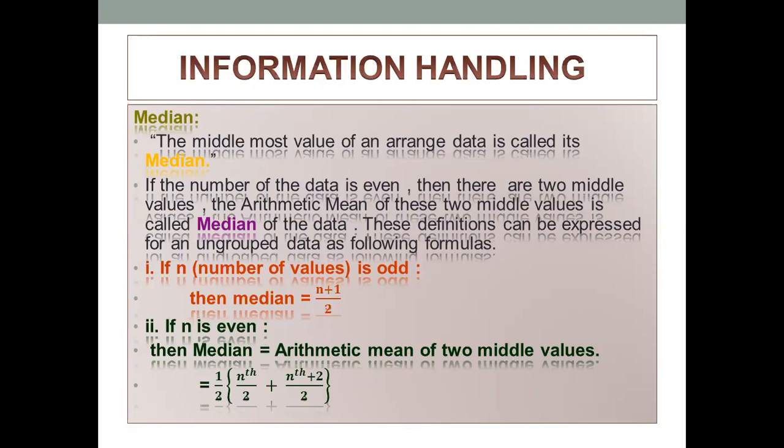If the number of observations is even, we calculate two middle values. We find the average of the two middle values, and that is the median. The formula will be 1 by 2 times (n by 2 plus (n plus 2) by 2). This is the formula for the median when the number of observations is even. And the above one, (n plus 1) by 2, is the formula when the number of observations is odd.